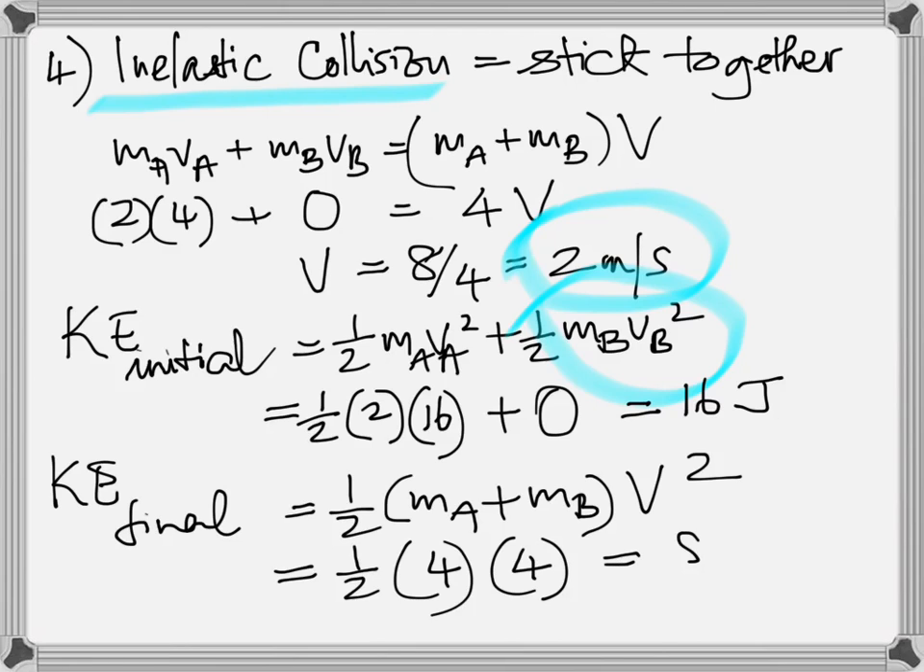Because their masses are the same, 2 plus 2, 4. That's how I got the first 4, and then the 2 squared is 4, 8 joules. Therefore, losses: it was 16, now it's only 8 joules, so the loss is how much? 8 joules. Can't make it easier than this.